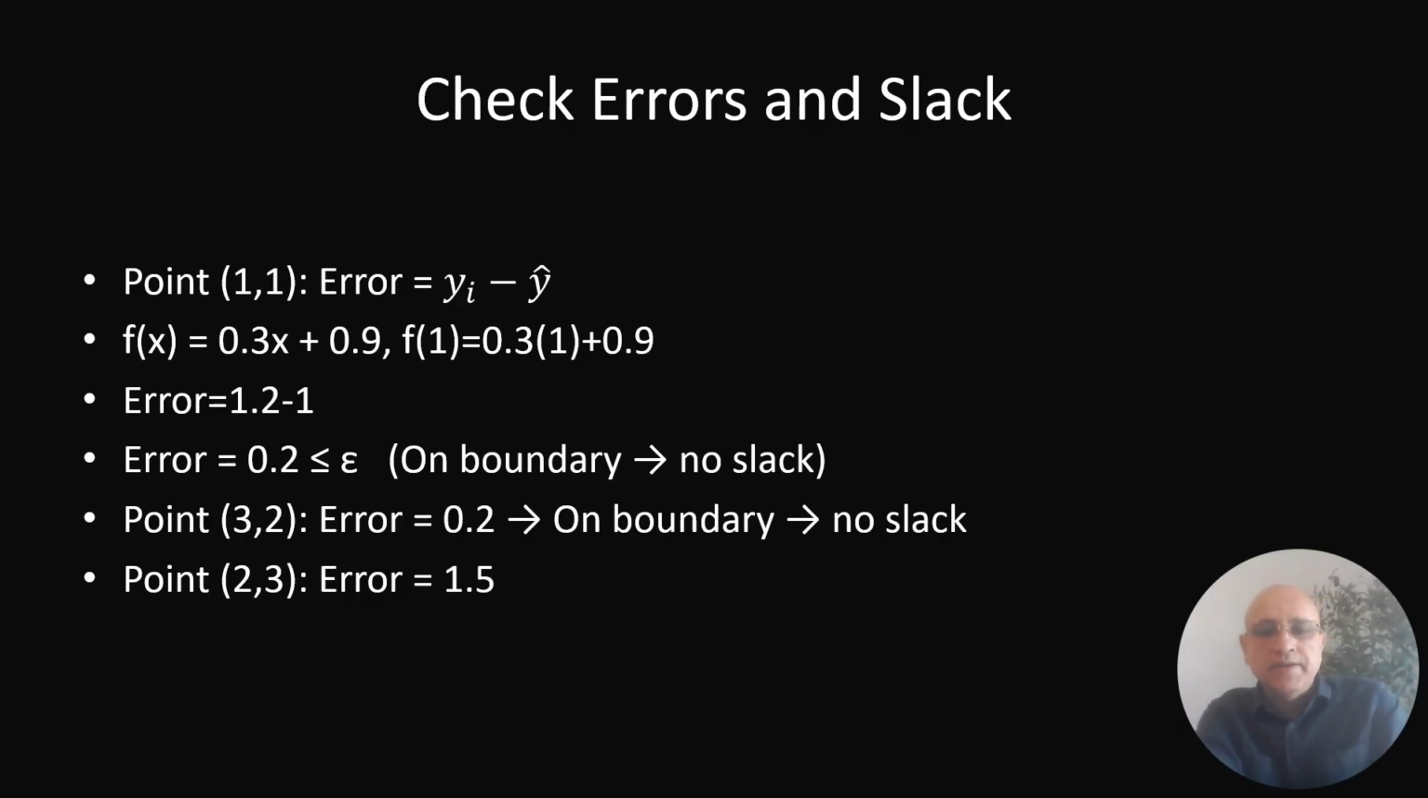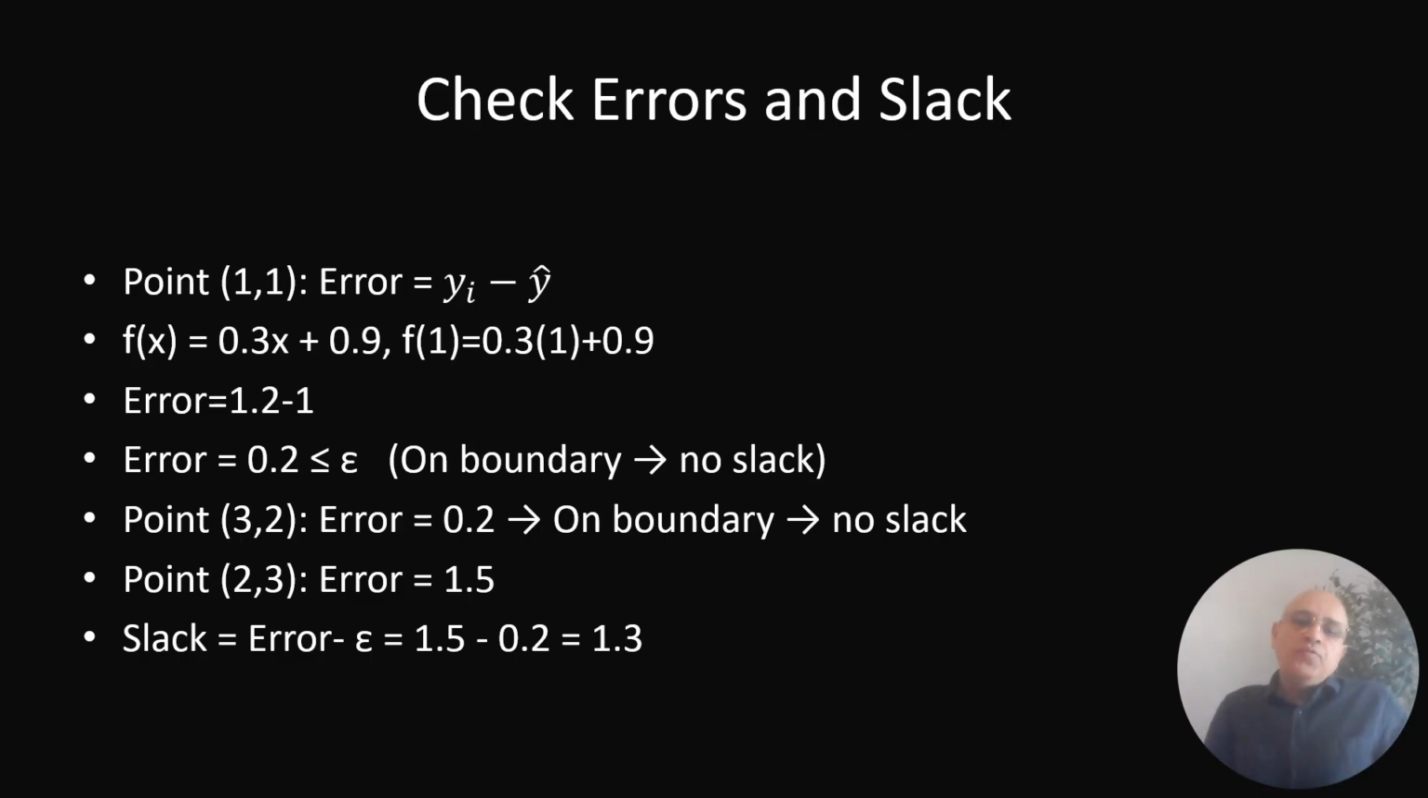Because the error is 1.5 for the third point, there will be slack because this error is greater than the width epsilon. So slack is 1.5 take away the width 0.2, which equals 1.3. So if you find the sum of the slack of all points, 0 plus 0 plus 1.3, the sum of the slack is 1.3. We will use this sum of the slack in the objective function.